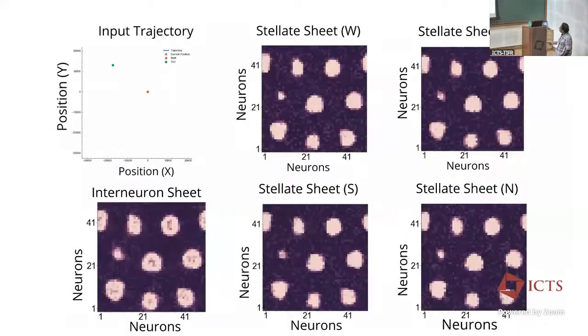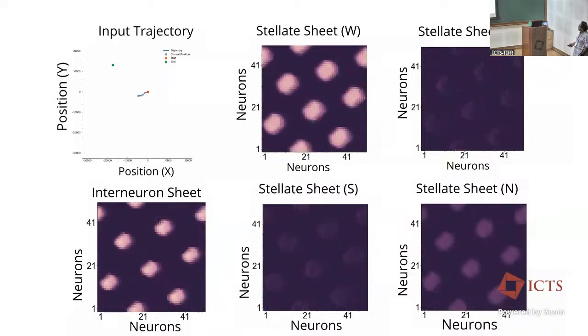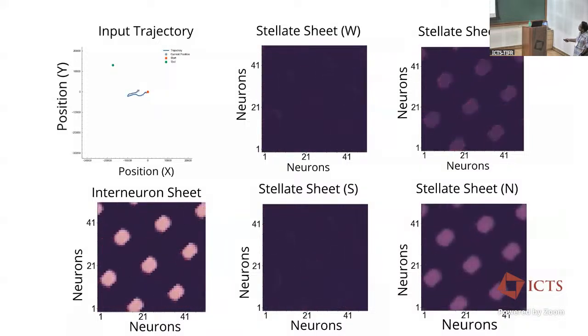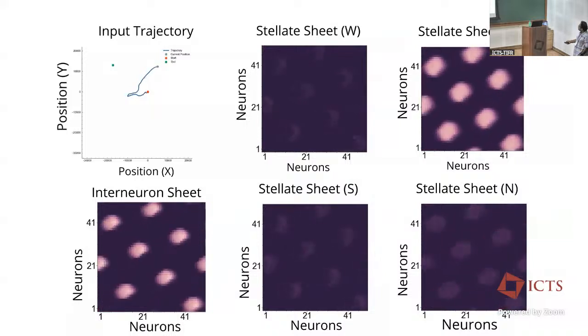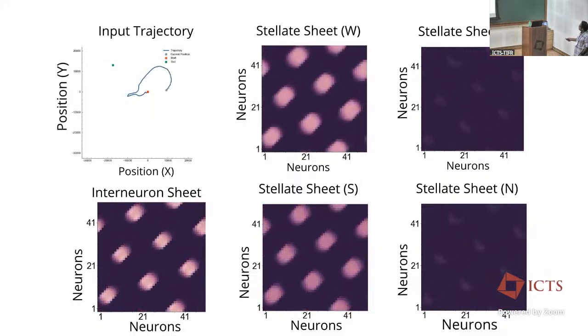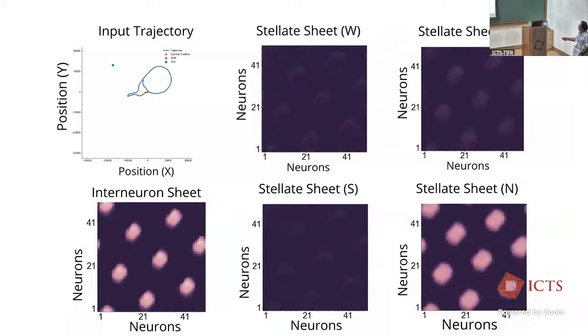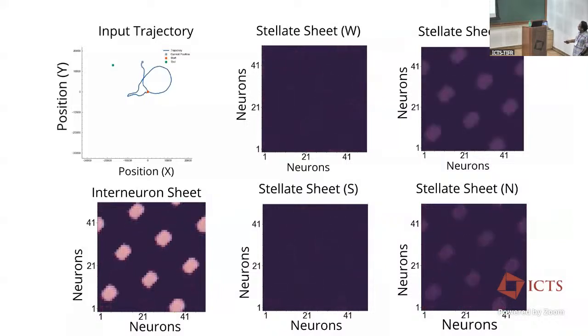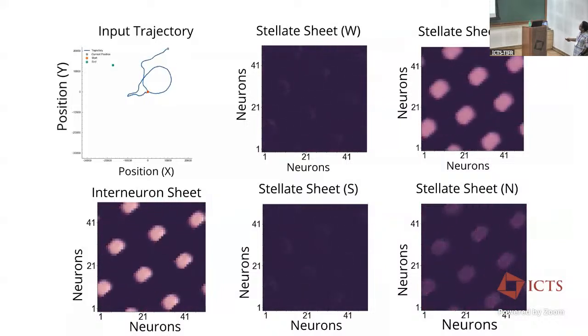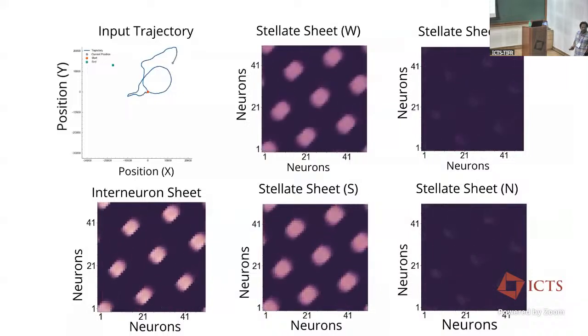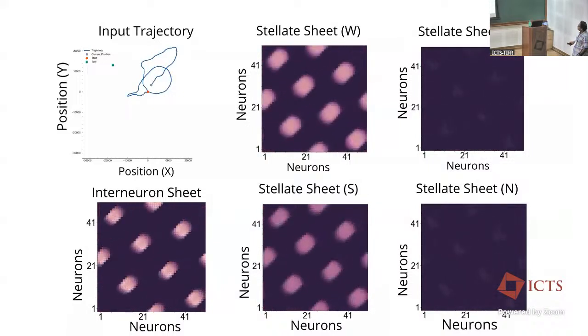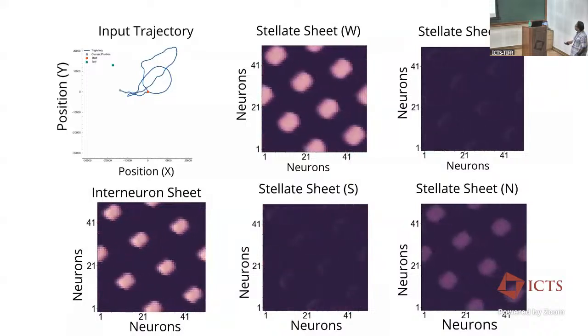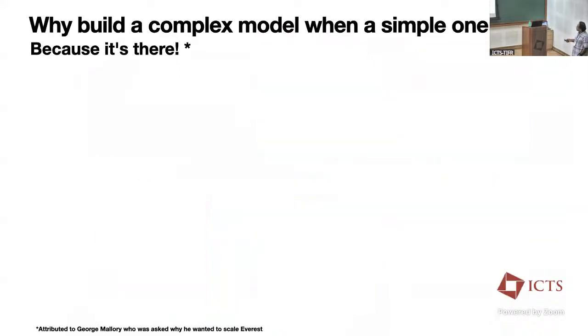And when you do something like this, you can actually generate patterns of activity that resemble what you see in, so here's the movement of the animal, and here are the different sheets, each of which stands for east, west, north, and south. And you'll see that the activity of neurons closely follows the trajectory of the animal as it navigates space. Right? Okay. Now, the question, of course, is why build a complex model when a simple model would do?